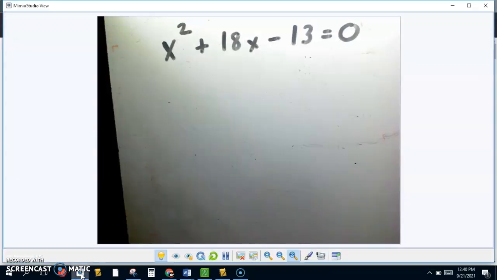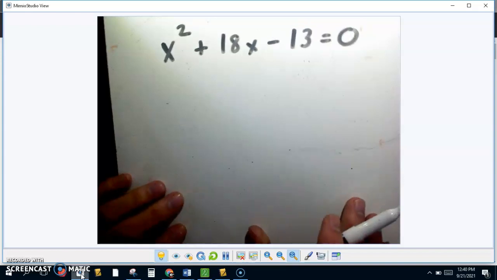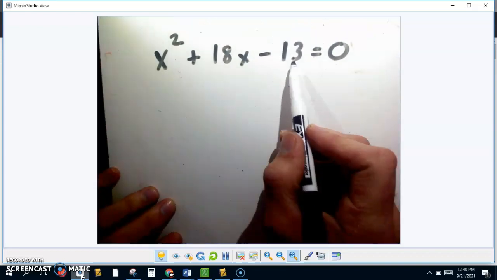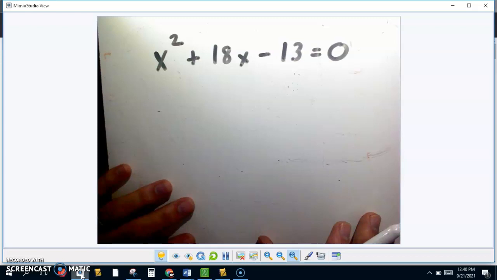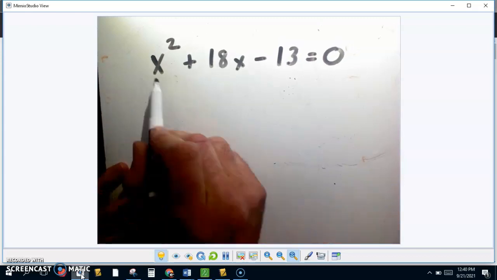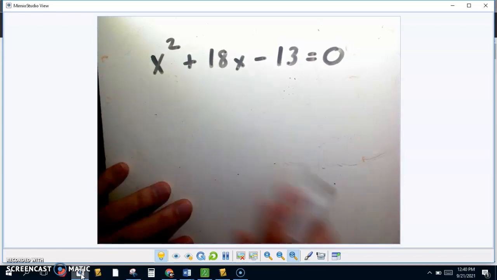Okay, we're going to complete this square here. So we have a quadratic equation that will not factor. There are no factors of negative 13 that add to 18. Plus, you can't take the square root because you have both x squared and x.